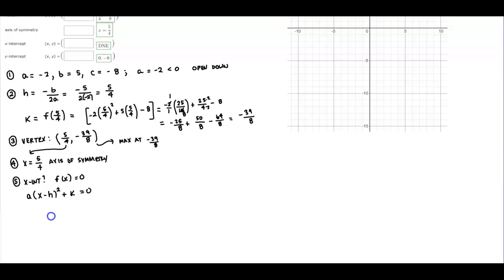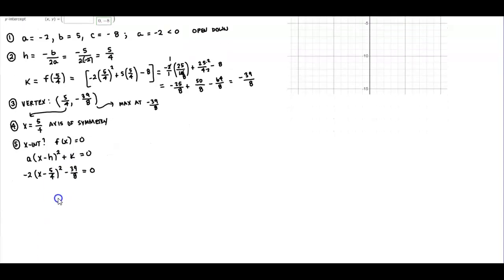So let's plug in the value of a. We know it's negative 2 times x minus, what is h? Well, h is 5/4, and then squared, and then it's plus k, which is minus 39 over 8, and we're going to set that equal to 0. Okay, so now we're going to solve for x.